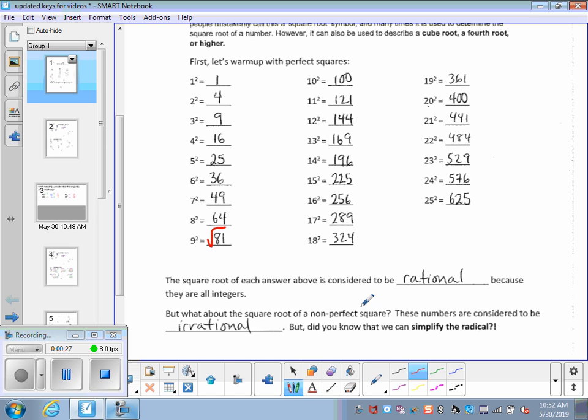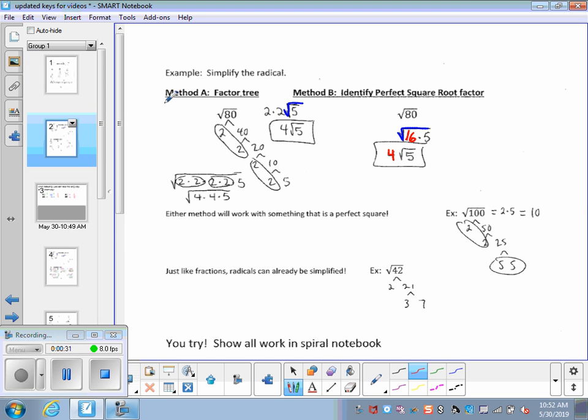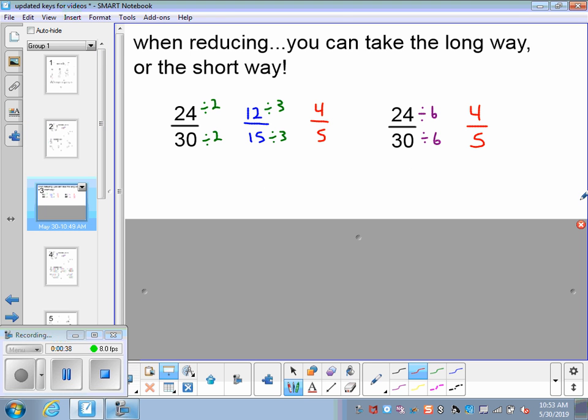But what about when you take the square root of a non-perfect square? That's irrational. And so now we're going to learn how to simplify the stuff that is non-perfect. Now, before we do this, I want to remind you guys that when reducing fractions, you pretty much have two options. You have the long way and the short way. And that's going to be kind of how we split it up too with the radicals. First method A, and then we're going to talk about method B.